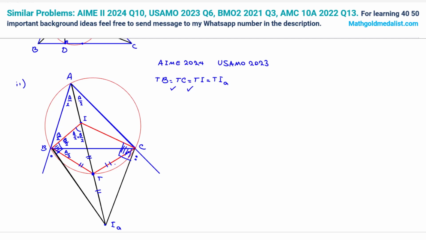Also, you can use angle chasing. You can say this one is C over 2 because it is cyclic. This one is also C over 2. It is 90 degrees: B over 2, A over 2 plus C over 2, 90. So C over 2, C over 2. So it is idea 1 that we proved. So we proved this one.